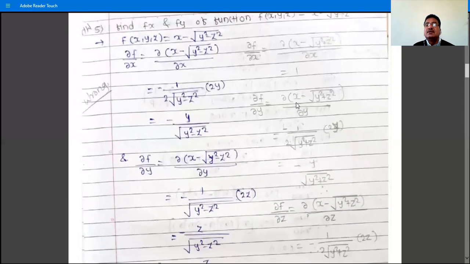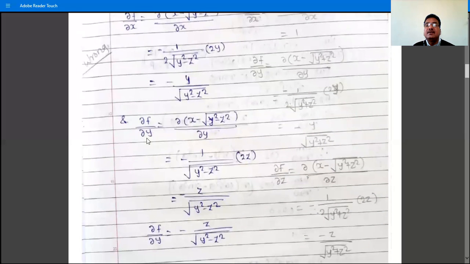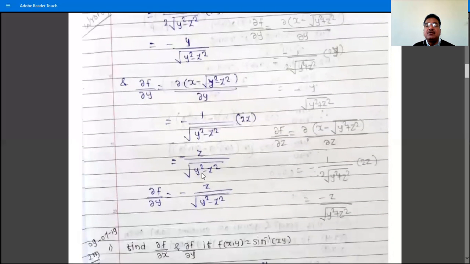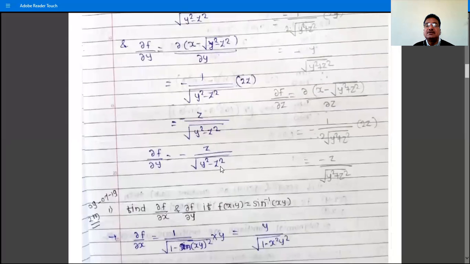It is 1 minus the derivative of root y square minus z square with respect to x. The derivative of x with respect to x is 1, and the derivative of root y square minus z square is 0. So I write the answer 1. The earlier answer is wrong; this is correct. The partial derivative with respect to x is 1, and the partial derivative with respect to y is minus y by root y square minus z square.